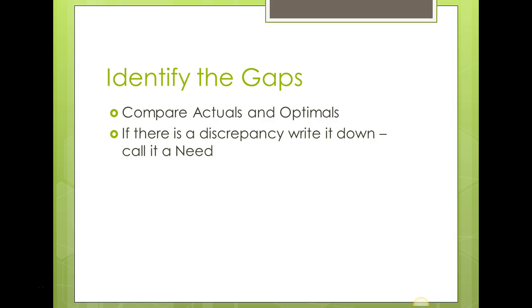When you're identifying the gaps, you have to look at where the organization is, the actuals, and then what are the optimals? Where do they want to be? Now, if you find that where they're at and where they ought to be are different, we're going to call that a discrepancy or a need, and you would identify that.